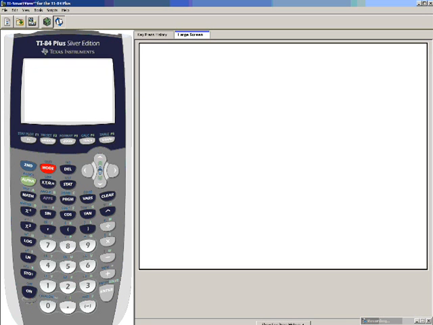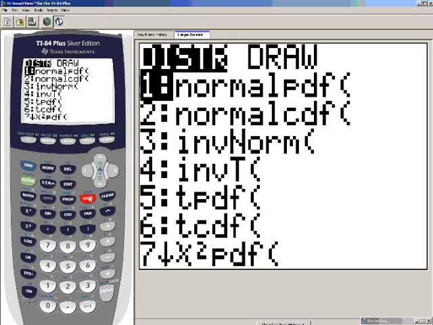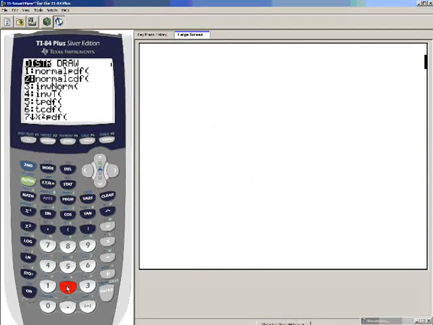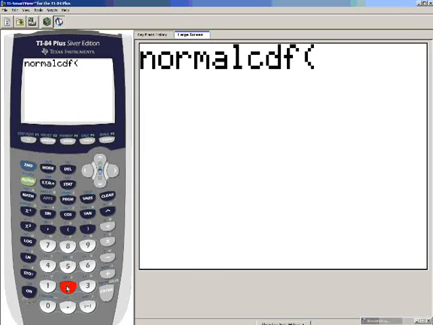On the calculator, if you go into your distribution menu, hit second function and then your vars key, which is to get into your distribution menu. And you see normal CDF there. Normal CDF stands for normal cumulative distribution function, so select that. And now you need to give it two commands. You need to tell the left bound, how far left are we going? Well, it goes out to infinity to the left.